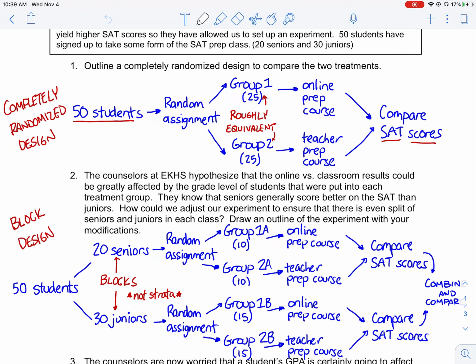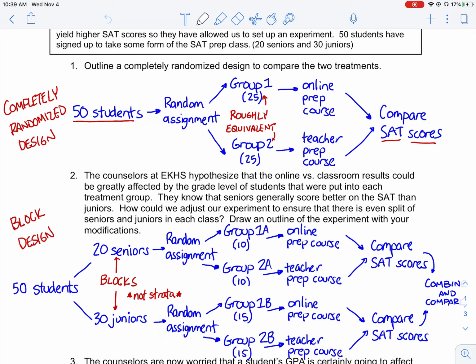And then first we compare, of course, the SAT score of the seniors first, right? And then we compare the juniors, and then we compare by combining both of our results right after. So technically, design two is just a complicated version of design one.